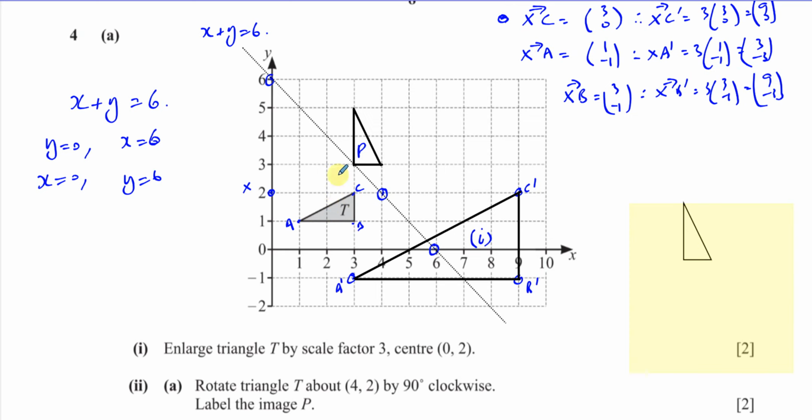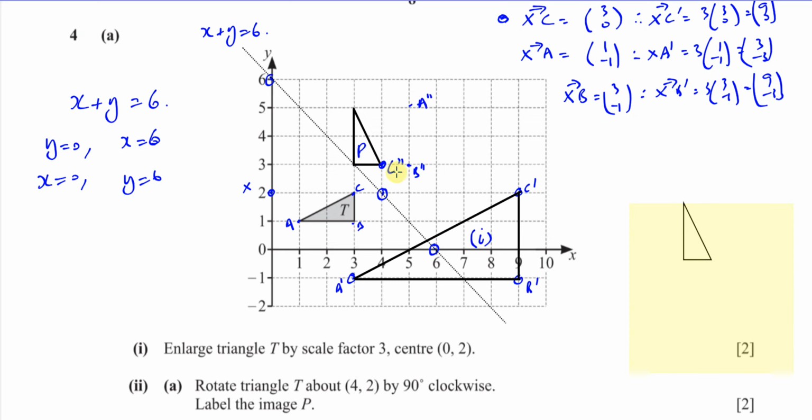So we've got to reflect T in this line. So basically, every point is going to be the same distance on the other side of the line, but the line joining the point and its image must be perpendicular to the mirror line. So this is half a square away from the mirror line, so it's going to be half a square on the other side. That's going to be C. I'll call it double dash because that's the 1 dash. B is going to be 1 square away, but on the other side. So it's going to be over here. B double dash. And A is going to be 2 squares away diagonally. 2 squares on that side. That's going to be A double dash.